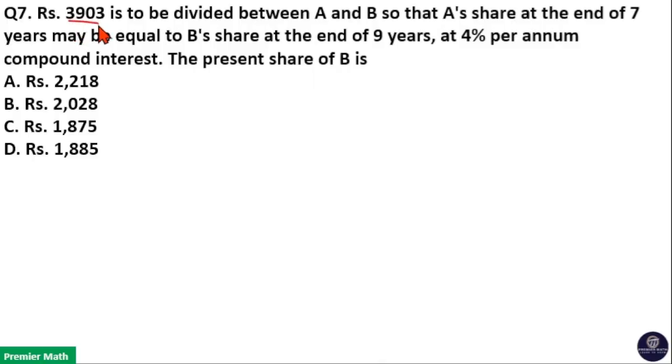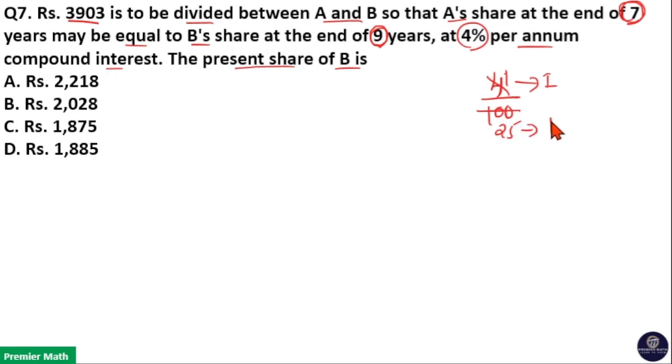Rupees 3,903 is to be divided between A and B so that A's share at the end of 7 years may be equal to B's share at the end of 9 years at 4% per annum compound interest. The present share of B. Here 4% is the rate of interest. 4% means 4 by 100. So 4 goes 25 times in 100. 1 unit will become interest and 25 units become principal. So amount will become 25 plus 1, 26.